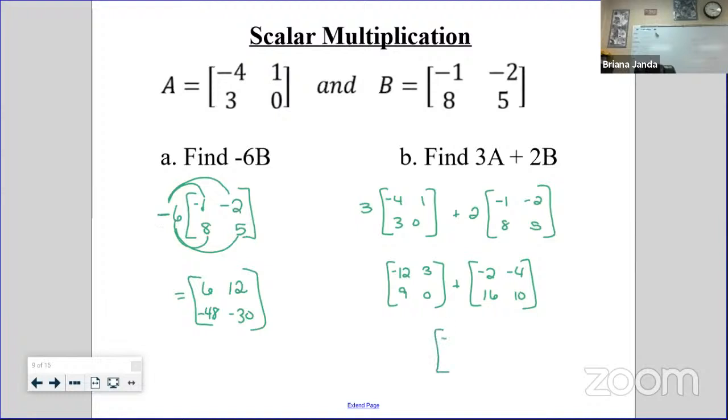-12 plus -2 would be -14. 3 plus -4 would be -1. 9 plus 16 would be 25. And 0 plus 10 is 10. All making sense so far?